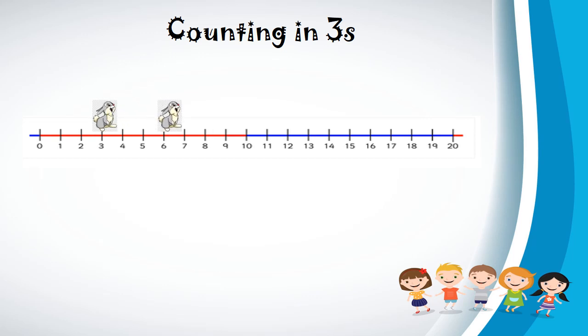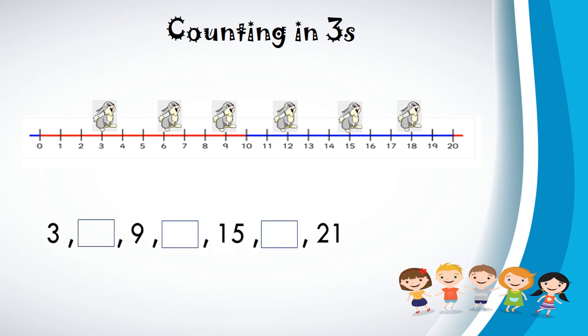Then it skips the numbers 7 and 8 and jumps to the number 9. After skipping 2 numbers 10 and 11, it jumps to the number 12. Then skipping 13 and 14, it jumps to the number 15. After skipping 2 numbers 16 and 17, it jumps to the number 18. With the help of skip counting in threes, we can do this problem.